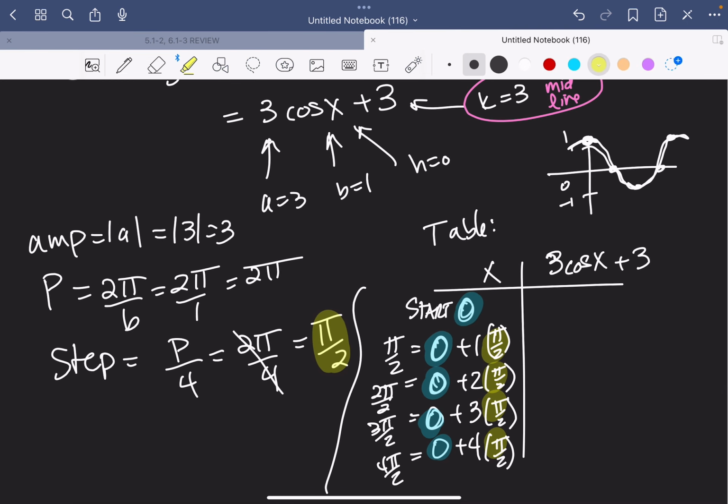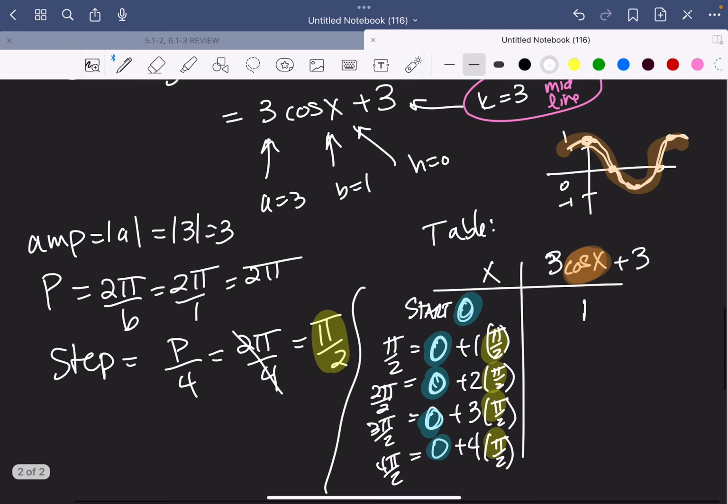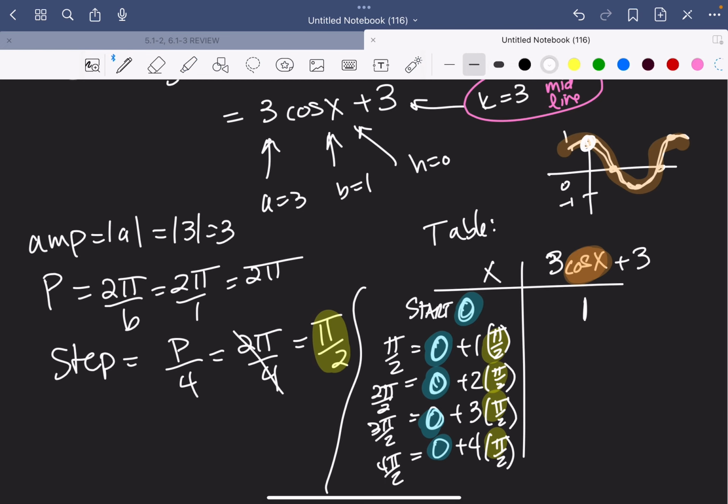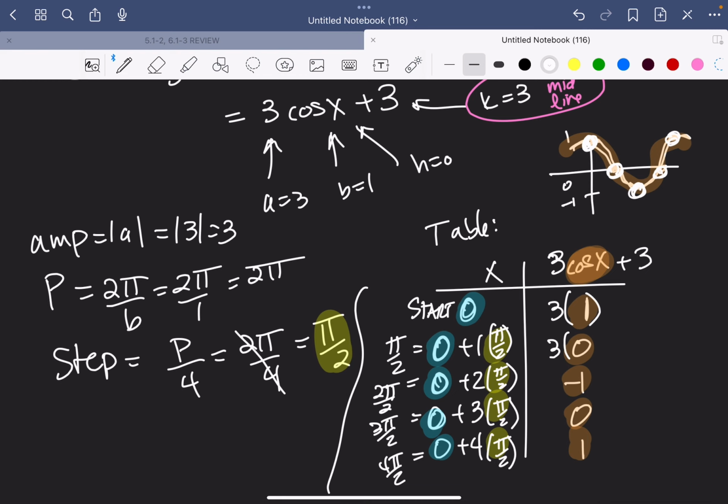Then notice what we have over here. We have our old outputs for cosine living right here. So what were our old outputs for cosine? Well, it started off at 1 here, and then went to 0, then went to -1, then went to 0, and then it went to 1. And what do we do with all of those old outputs? Well, first, we multiply all those old outputs by 3. And then we take all those that have been multiplied by 3 and we add 3.